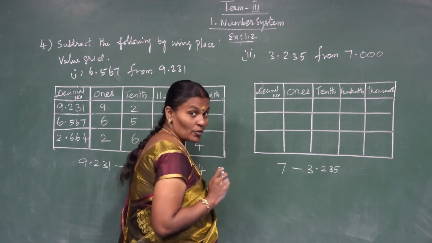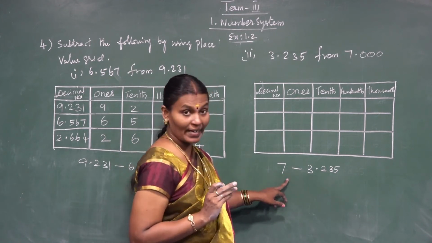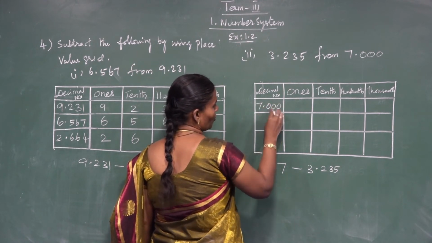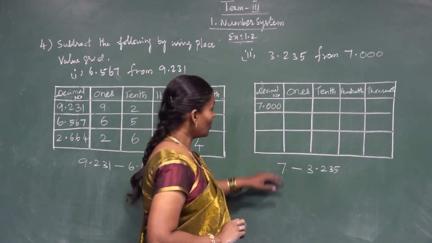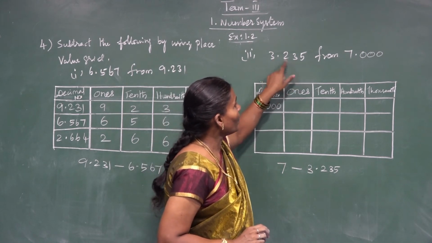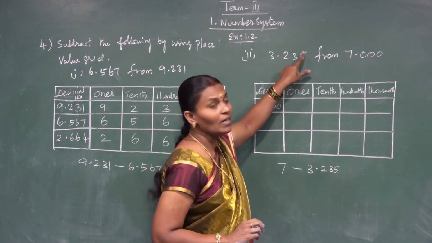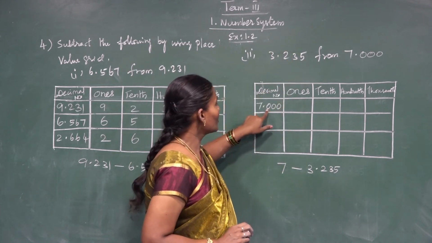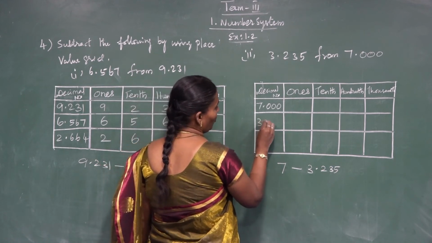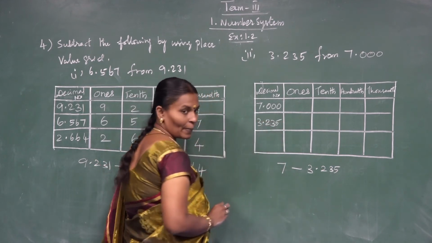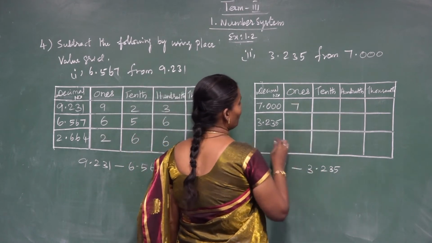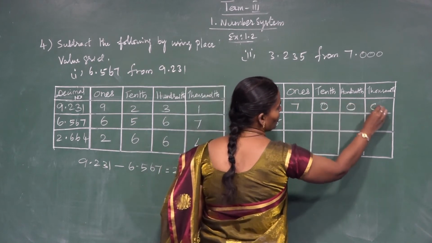Good. Now write here the decimal number. Which decimal number first do you have to write? Yes, the 7, isn't it? So, how do you write 7.000? Why do we put here 3 zeros? Because the next number is 3.235. Here are 3 decimal places. So, here also you just write 000. Okay? So, the next number is 3.235.